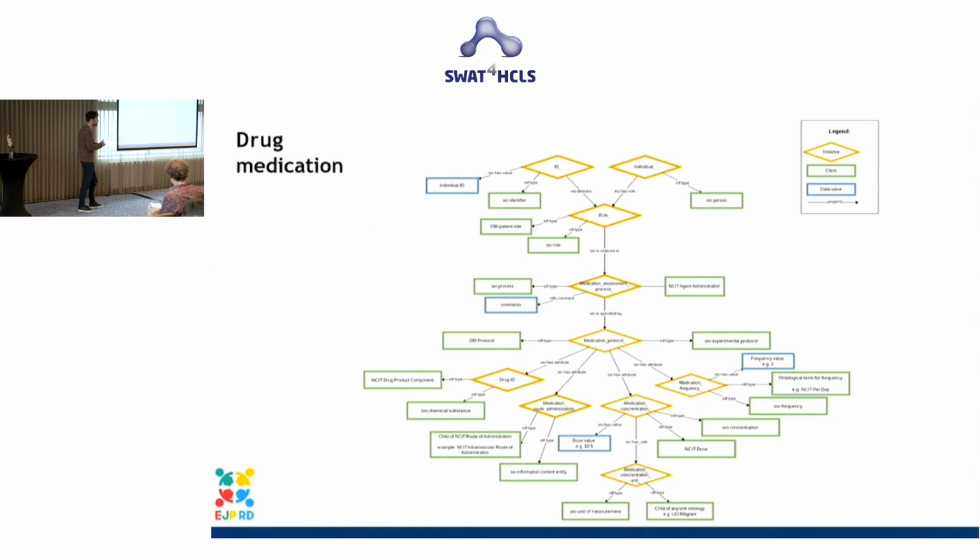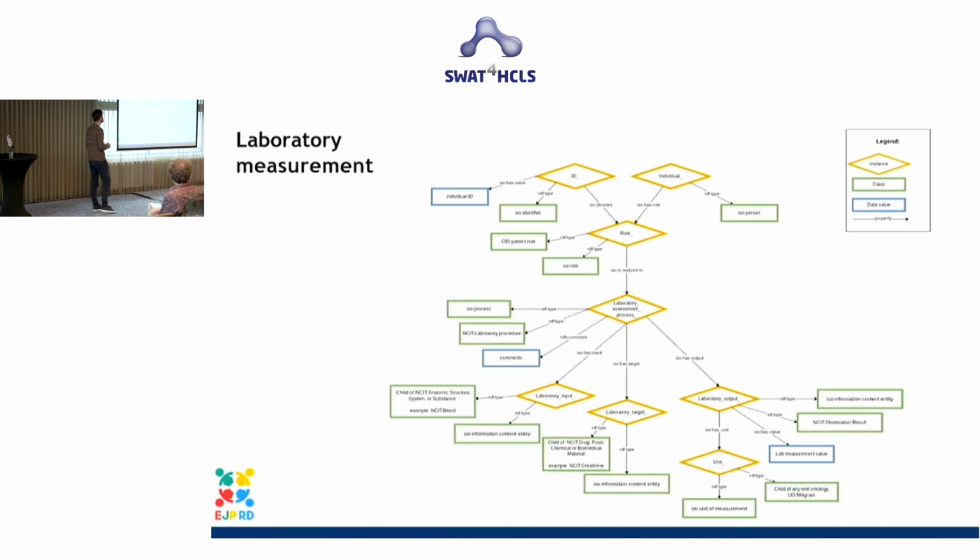Other representations that are new for the semantic model are, for example, the drug administration, which has different instances, but all of them are defined in the main structure of the model. Like, for example, the use of medication, as I said before, that contains the drug ID, route of administration, the concentration followed by its unit, and the frequency of this dose defining the prescription.